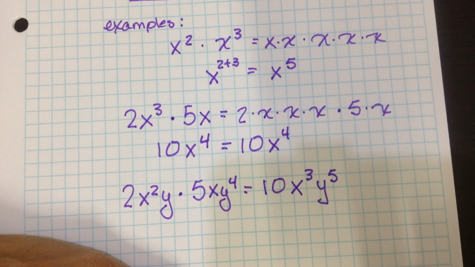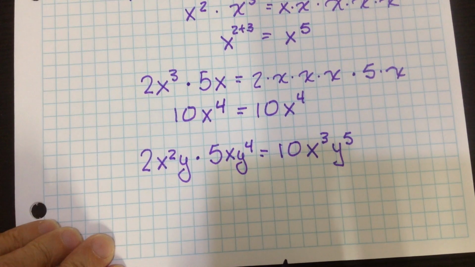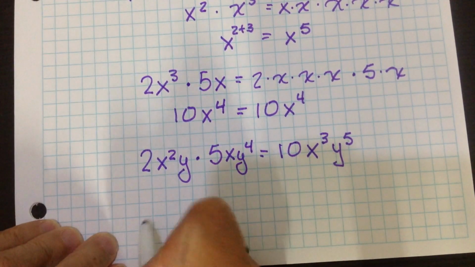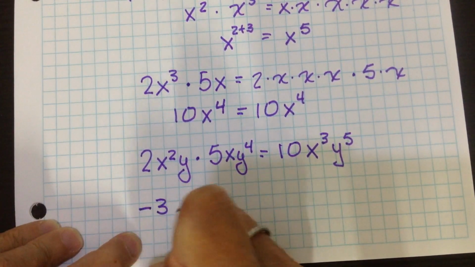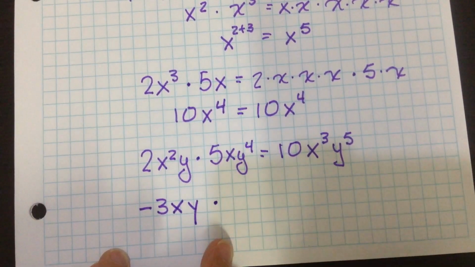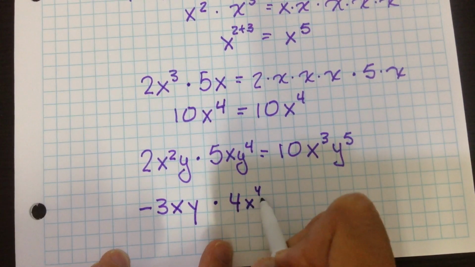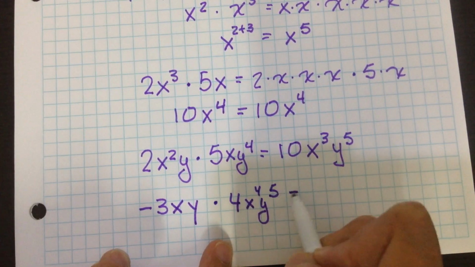Do you want to try one more? Okay, one more for the road. Just for fun, let's throw in a negative sign. So let's make this negative 3xy times 4x to the 4th, y to the 5th.